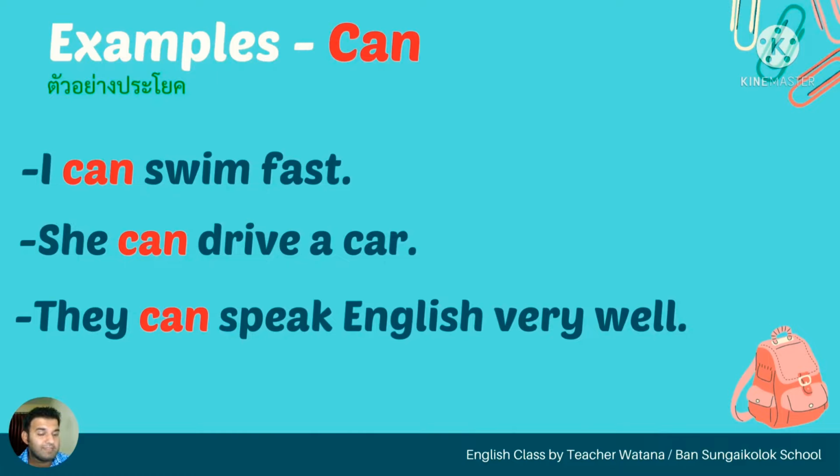For more understanding, let me show you some examples of how to use can. I can swim fast. She can drive a car. They can speak English very well. All these actions happen in the present time. That's why we use can.